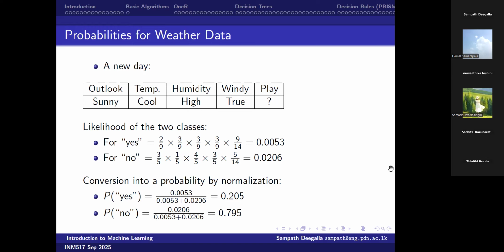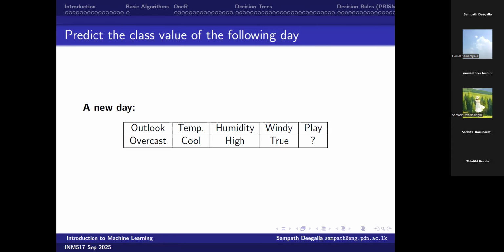Those who have understood up to this point, can you please raise your hands? So we need to find out the values for these 4 attributes, yes? So let me say, I'm going to find the likelihood of yes.